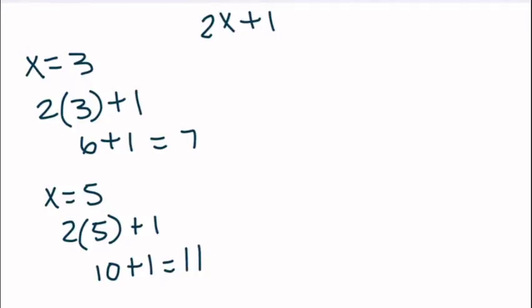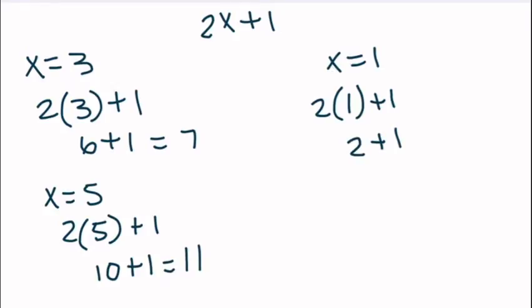Let's do x equals 1. So we first replace the x with 1, and then we do the multiplication. So 2 times 1 is equal to 2, plus 1 is equal to 3.